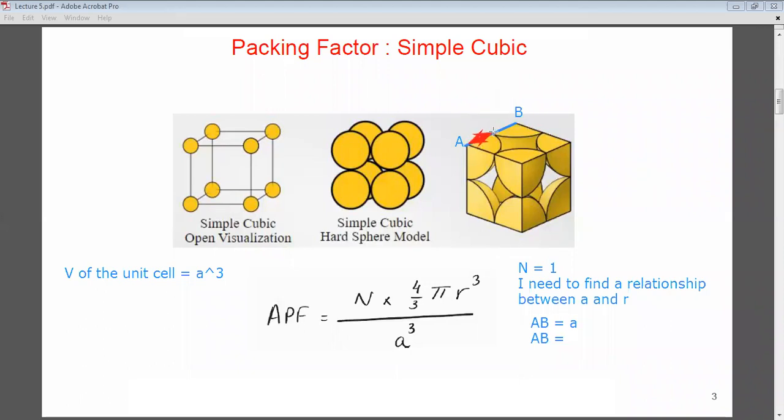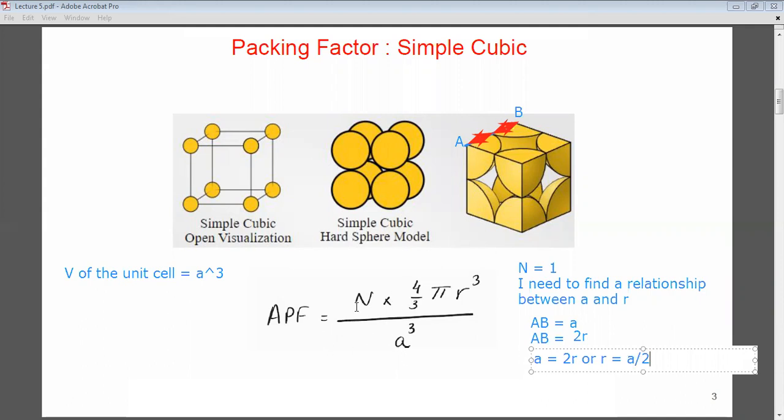From here to here, how much is it? This is R. And then there is this distance from here to here. It's another R. So AB is also 2R. So AB is 2R. So I have A equal to 2R, or R is equal to A over 2.